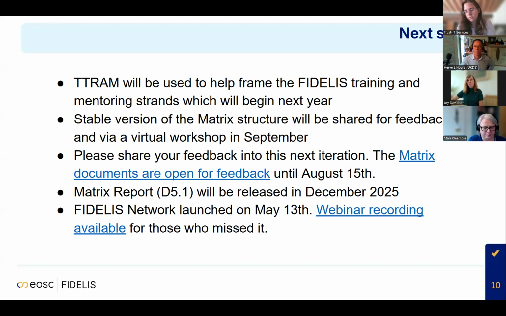As I mentioned, internally, we're looking at this as a way to help us frame some of the work we'll be doing around training. We also have some mentoring and open calls coming out next year. So TTRAM is something that we will hopefully be able to use to help structure these and make them a little bit more granular and useful. As Hervé mentioned, he'll be working over the summer with partners in the project to come up with a more stable version of the matrix based on the feedback. And there will be another virtual workshop in September to share that next iteration.